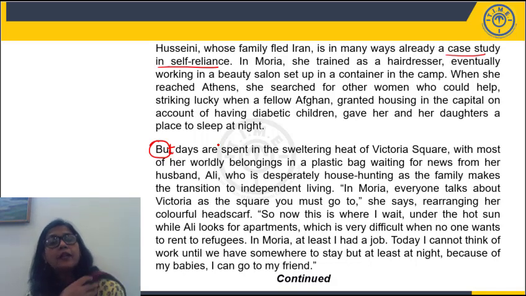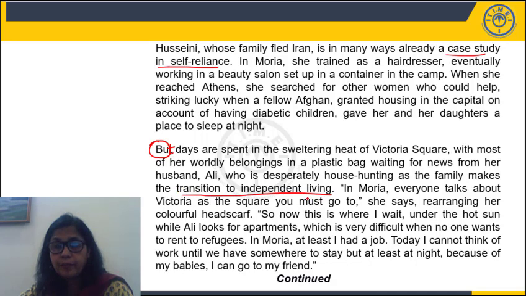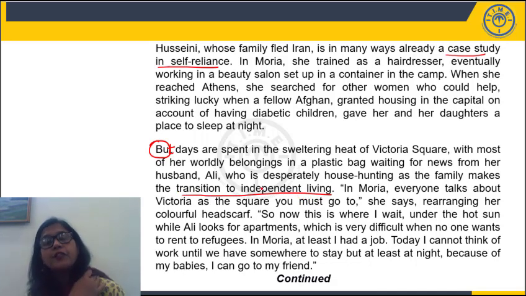Let's see. But days are spent in the sweltering heat of Victoria Square, with most of her worldly belongings in a plastic bag, waiting for news from her husband, Ali, who is desperately house hunting as the family makes the transition to independent living. Transition to independent living. So, having read the earlier paragraphs, we know that this transition to independent living has not been easy for Hosseini or other such families too, right?